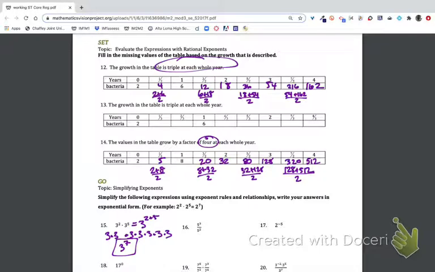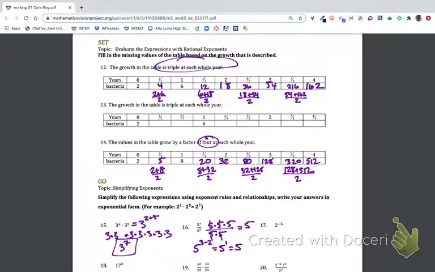Number 16, 5 to the third, 5 times 5 times 5 over 5 times 5. Cross out what you have pairs for. Okay, they divide out to 1, and you end up with 5. You could also go about this saying that 5 to the 3 minus 2 is 5 to the first, which is also 5.